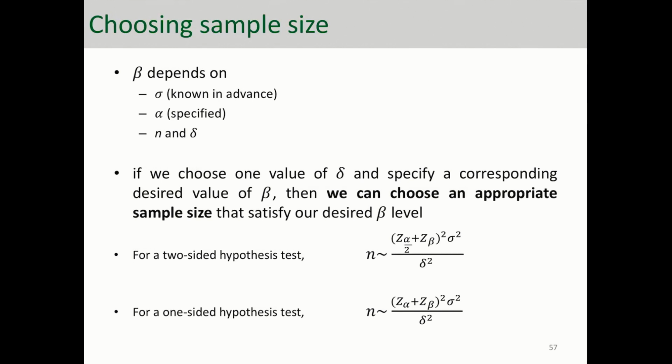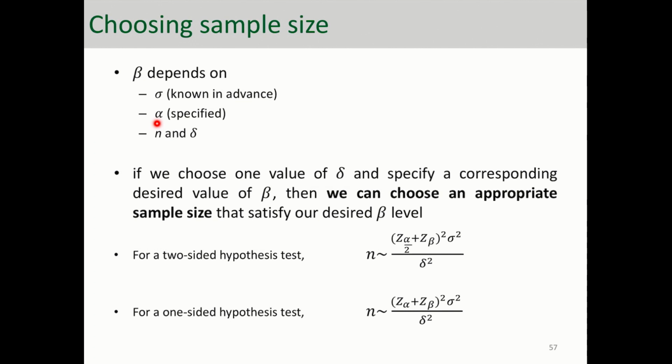In this video, we're going to talk about what is an appropriate sample size for a hypothesis test. And it really ties with the desired beta level, or probability of type 2 error. Because when you look at the formulas of beta, the probability of type 2 error, you can see that it depends on these parameters. Sigma is the standard deviation of the population that is known in advance.